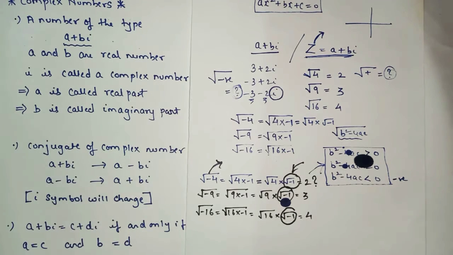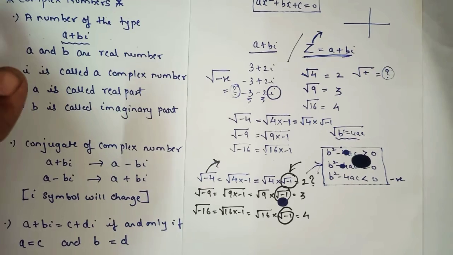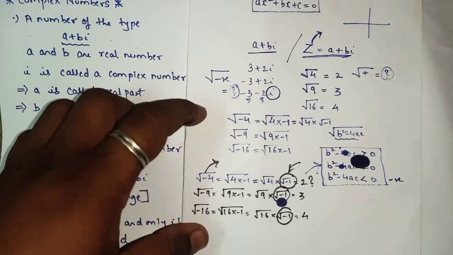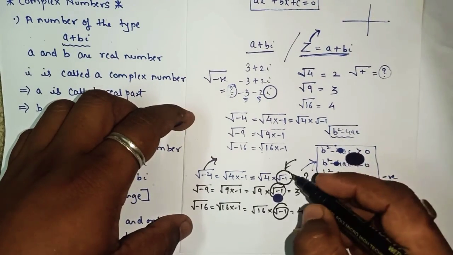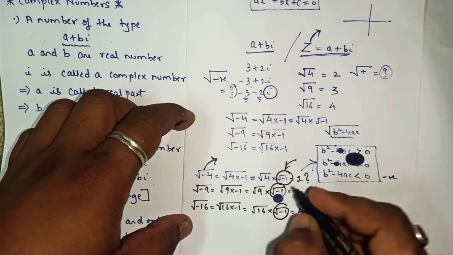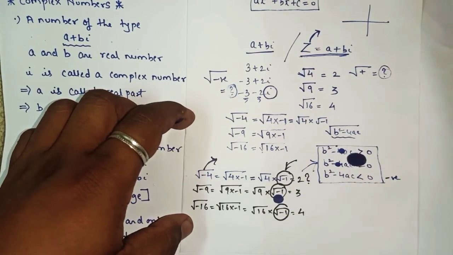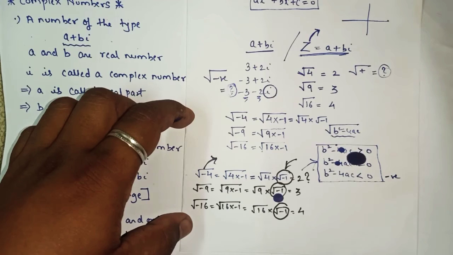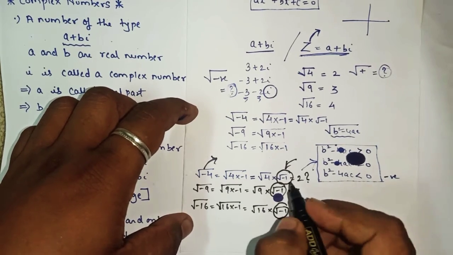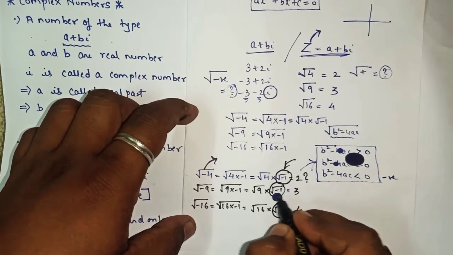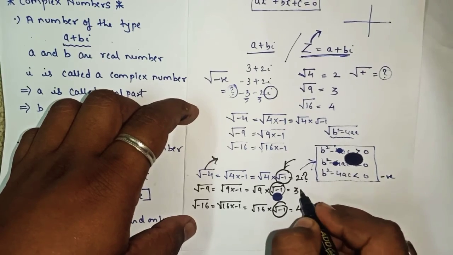So the mathematician who designed this chapter might have decided, let's imagine that in place of root minus 1 something else is there. In place of root minus 1 something will be taken. So he decided to take i in place of root minus 1.